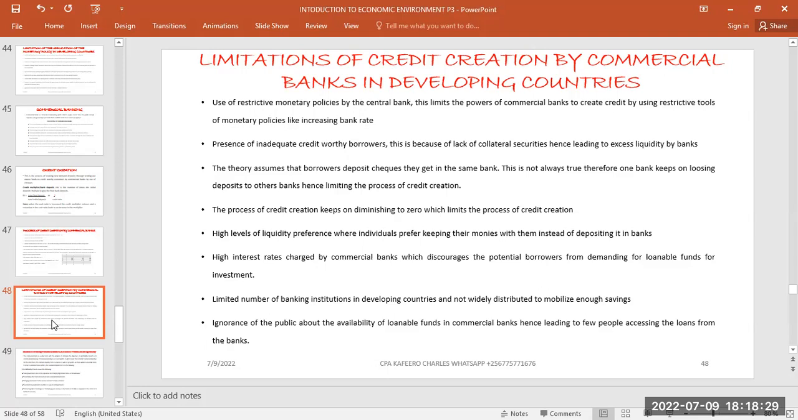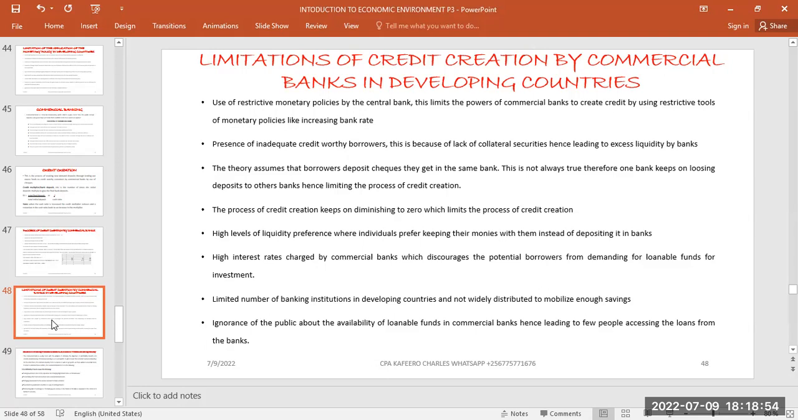The other one is high level of liquidity preference. High level of liquidity preference by individuals. They want money instead of depositing the money into the bank. They want to be having their cash. Then the other one is high interest rates charged by commercial banks, which discourages borrowers. And when they are discouraged, it means even the process of credit creation will not be continued.